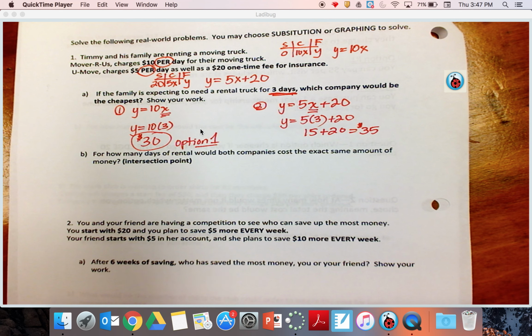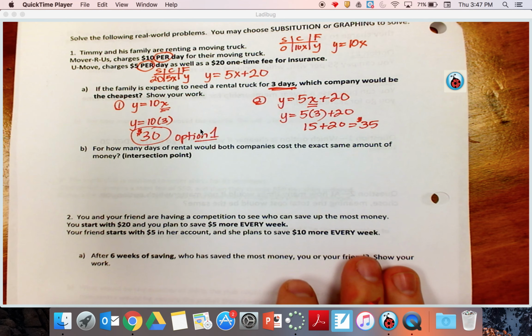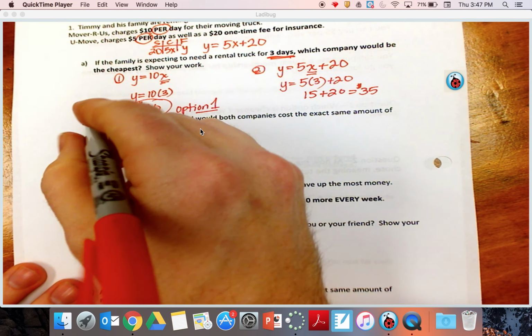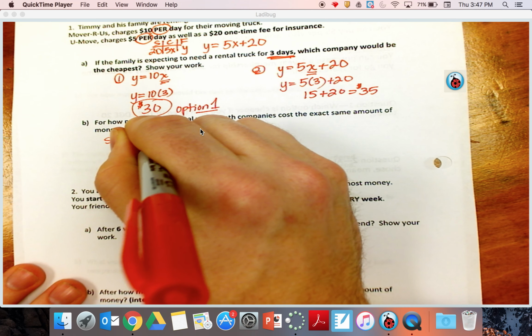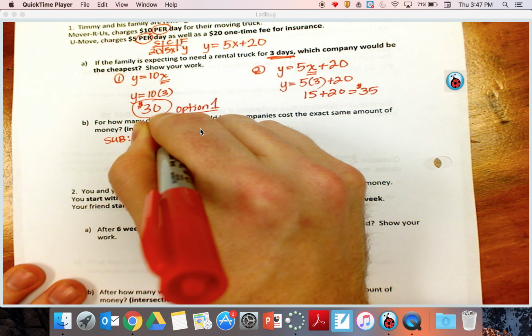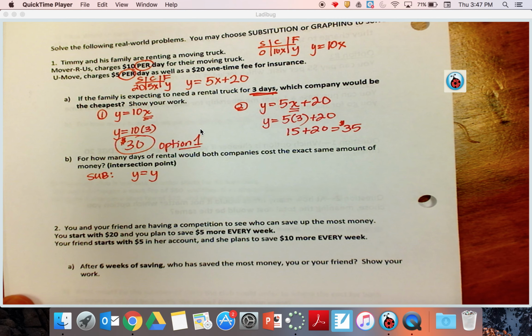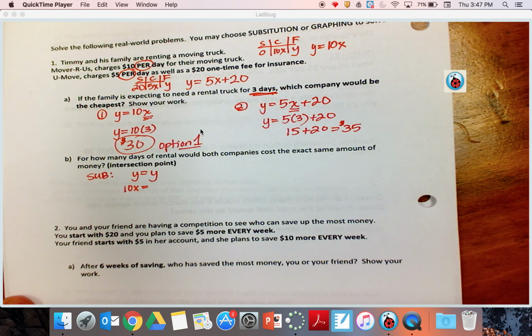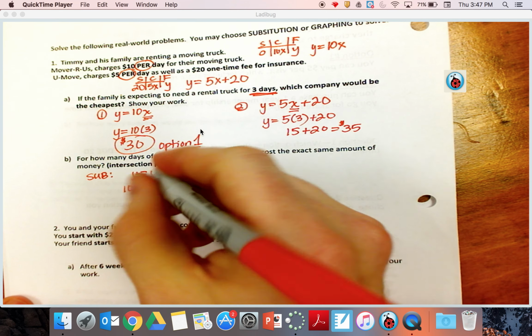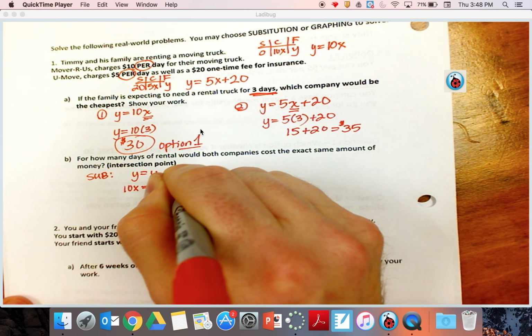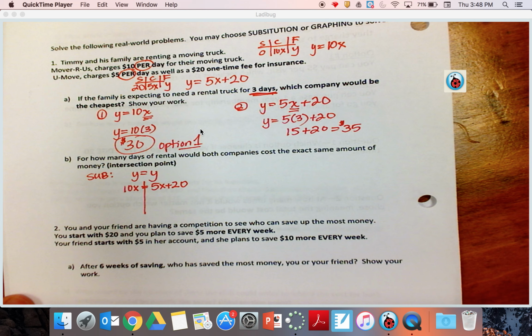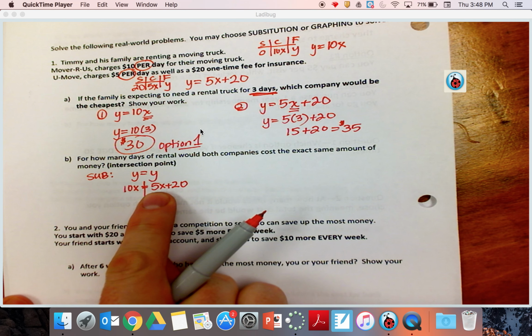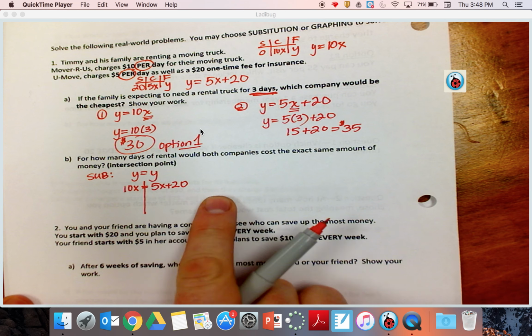I can use the substitution method by setting them equal to each other, or I can use my graphing calculator. Either will work. I'm fine with however you want to solve it. If you do the substitution method, you take your two equations, and remember you want y equals y. 10x is my first y. What does that equal? My second y, 5x plus 20.